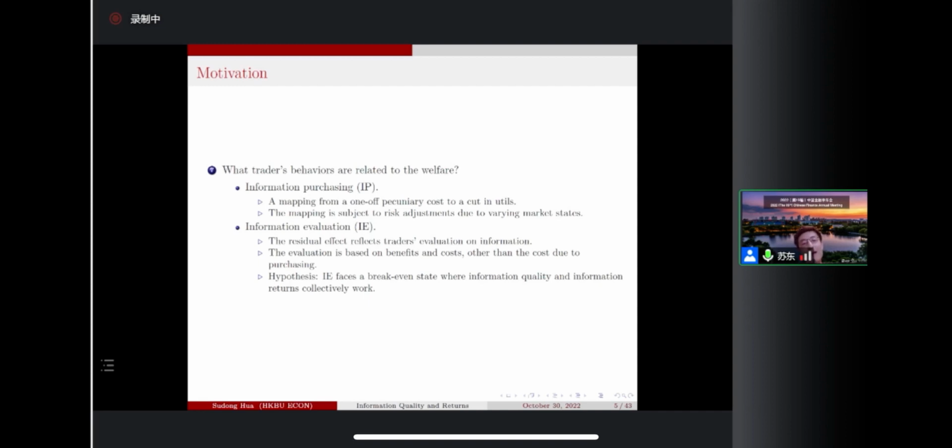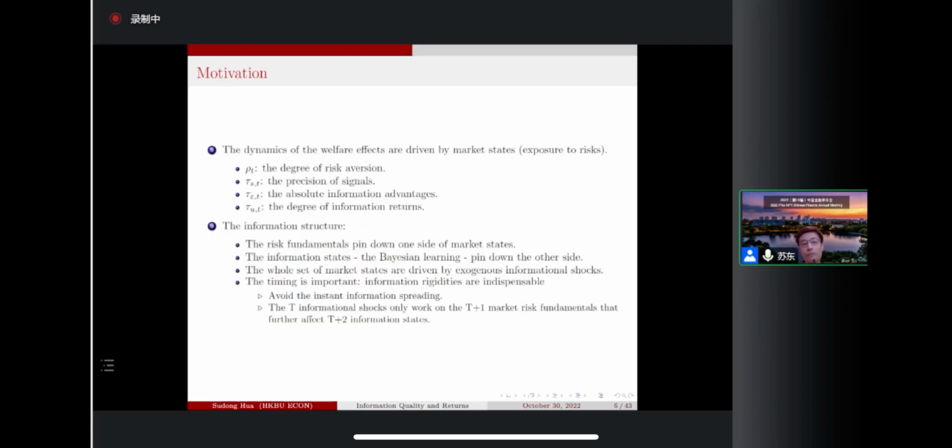The second effect is the information evaluation. I think it's a residual effect. It reflects the traders' evaluation of the information. It is a benefit-cost analysis, but its cost only contains one margin, because the other margin, the direct information price, has been included in the IP effect. The main hypothesis here is that IE faces a break-even state where information quality and returns work at the same time. The market states are actually the exposure to the risks.